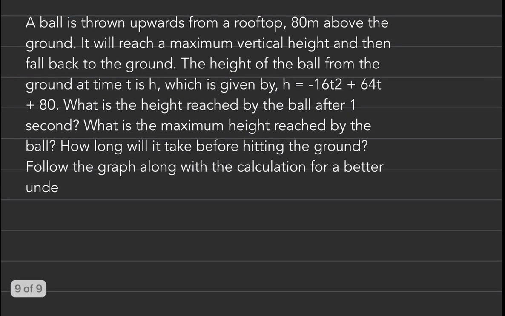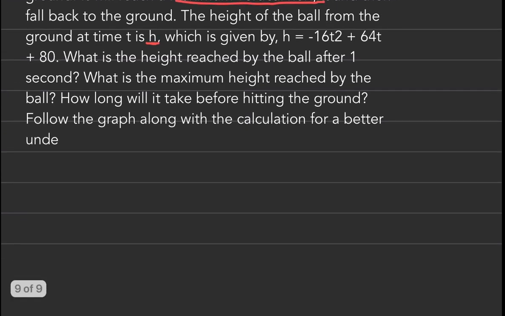Here is a word problem. Let's read through. A ball is thrown upwards from a rooftop 80 meters above the ground. So let me mark all the key concepts. It will reach a maximum vertical height and then fall back to the ground. The height of the ball from the ground at time t is h, which is given by h equal to negative 16t squared plus 64t plus 80. What is the height reached by the ball after 1 second?